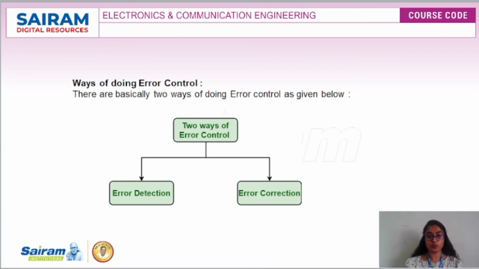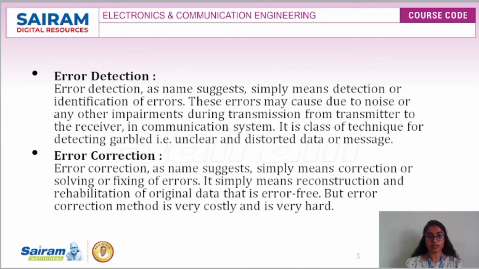Here we have two ways of doing error control. One, error detection, second one, error correction. Let's see one by one. Error detection, as the name suggests, simply means detection or identification of errors. These errors may be caused due to noise or any other impairments during transmission from transmitter to the receiver in a communication system. It is a class of techniques for detecting errors.